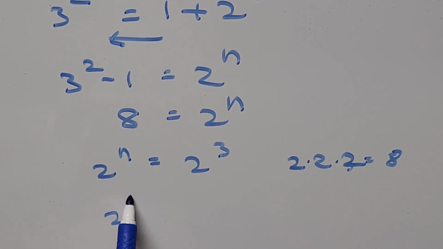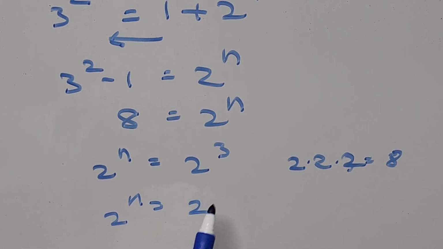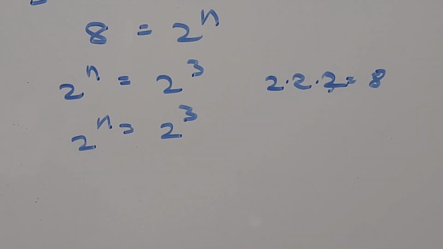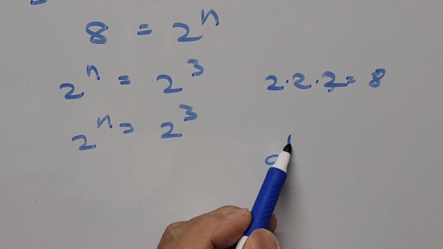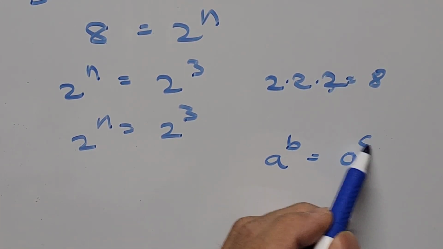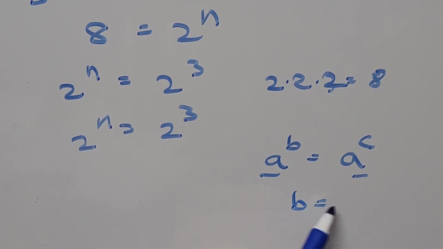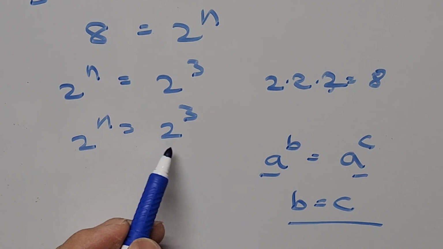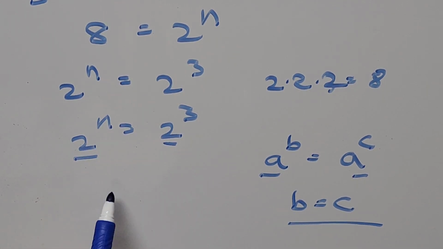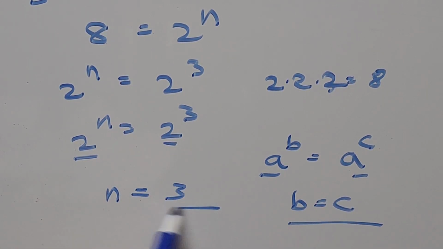So 2 to the power of n is equal to 2 cubed. And we are here once again, so we have a to the b equal to a to the c. The bases are the same, therefore we can equate the exponents. b equals c. So same base, therefore n is equal to 3. So that is our final answer.